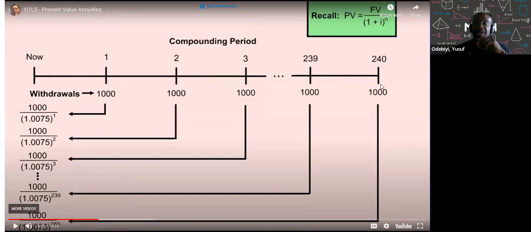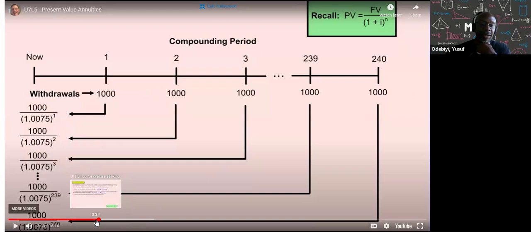The last $1,000 that I take out was in there for 240 compounding periods, so we got the most interest on it. That's why it's to the power of 240. The first one's only to the power of 1, because it's only there for 1 month and I take it out. The next one's in there for 2 months, then I take it out, so it's 2 compounding periods. So that's the timeline, and this is what I'm taking out each month.